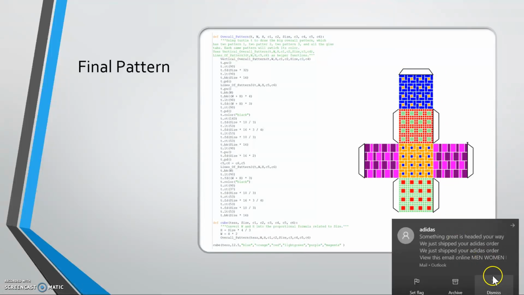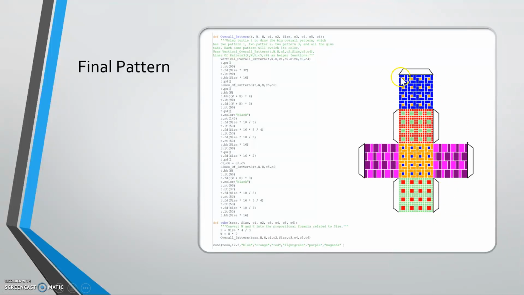After drawing the vertical overall pattern, the turtle will stop at here. Then I let it pen up, turn right for 90 degrees, and go forward for 32 sizes, because each side of this big square is the same, and each side has 16 sizes. So 16 multiplied by 2 is 32, so it will go for 32 sizes, and it will turn left for 90 degrees and go back for the 16 sizes.